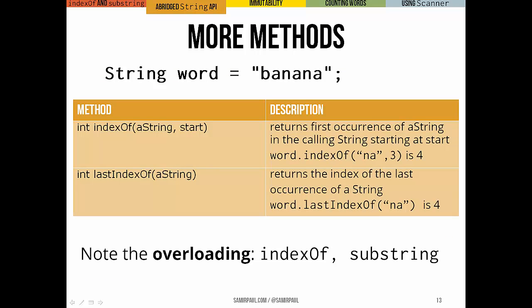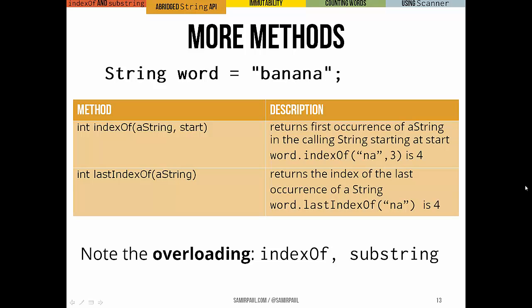Finally, indexOf taking two parameters, a string and the start index. This will give us the first occurrence of the string that we pass in, starting at the index we specify. So we saw before that the first instance of NA in banana is at index 2, but if we specify start searching at index 3, so that means 0, 1, 2, 3, start searching at this A, then the first instance of NA is actually at index 4. And that can be really useful to us because it means we can search throughout a word where we expect a particular string to occur multiple times.